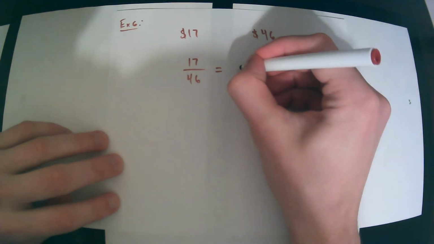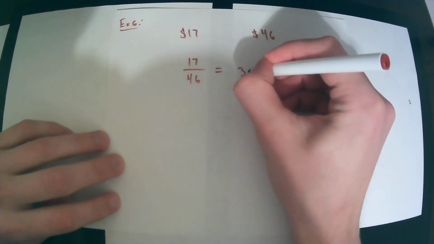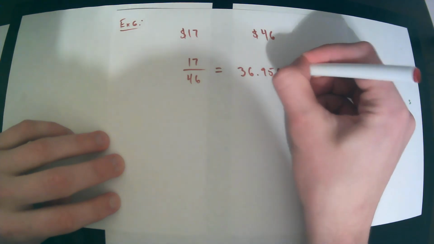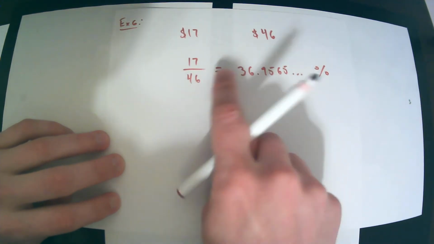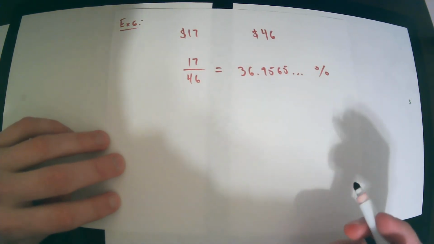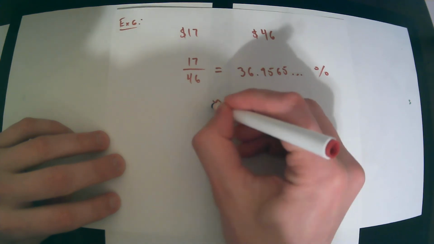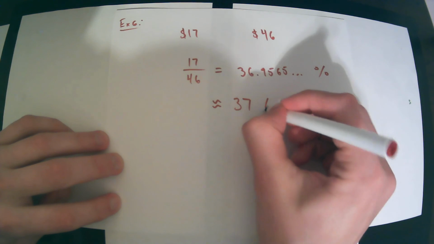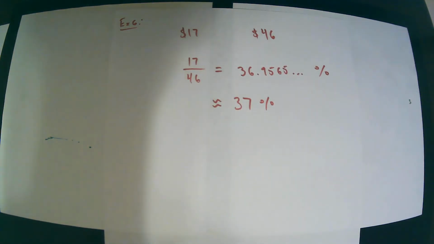Multiply by 100%, and I'm getting 36.9565. Once I multiply by 100, it's now a percent, right? They want me to round to the nearest whole percent, so this is clearly going to round to 37%. So he spent 37% of his money on scarves. Cool. That is it. All right.